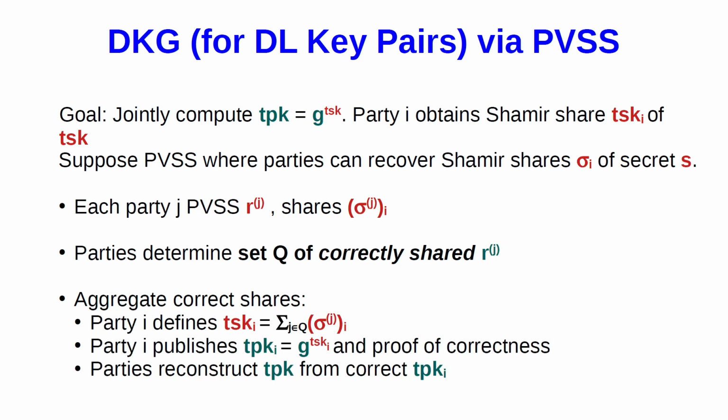And now parties can aggregate the shares that they received in the correctly shared secrets, publish the value g raised to that share, and then reconstruct via Shamir interpolation or Lagrange interpolation the threshold public key. Of course, the parties need to prove that the shares that they are giving are correct. But this is also possible in PVSS, as I mentioned before.